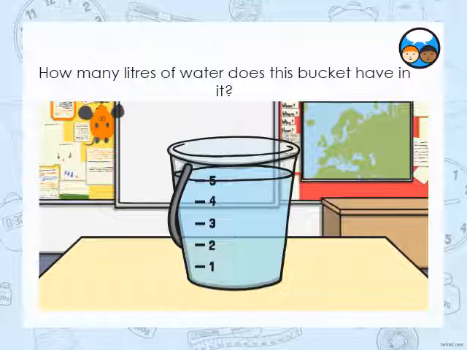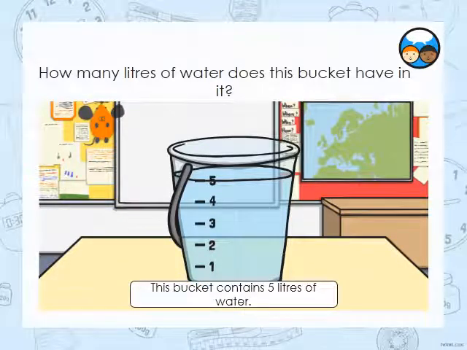First, look at these numbers that are on the bucket. We have 1, 2, 3, 4, 5. Okay, look at the water. The water stopped at number 5. It means that we have 5 liters of water. This bucket contains 5 liters of water.